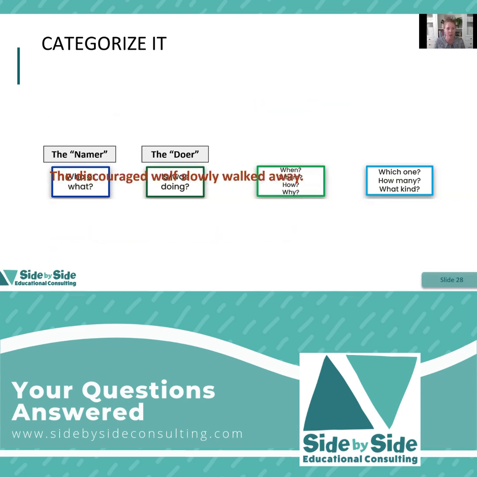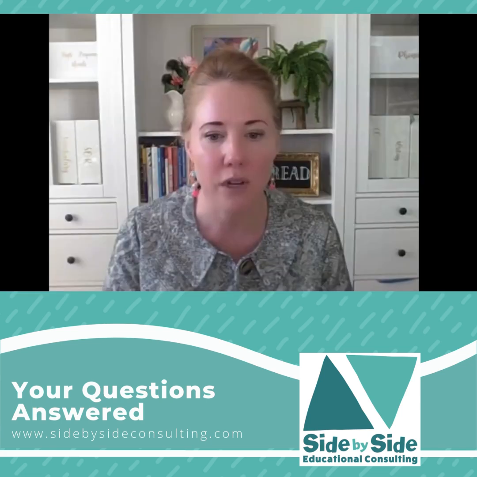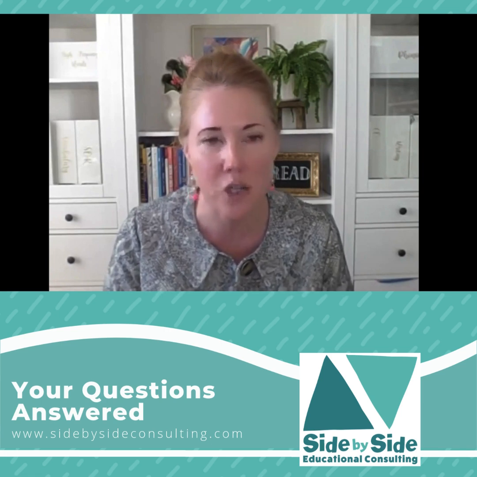Here's an example that comes from a book called Wolf by Becky Bloom. This would be more of a primary example. The discouraged wolf slowly walked away. Who are we talking about? Who's doing something? The wolf. What is he doing? He walked away. How did he walk away? So we can really key into that ly at the end of slow. He walked away slowly. And what do we know about the wolf? What kind of wolf is he? He is a discouraged wolf. So by categorizing the parts of the sentence, that really helps us to deconstruct it, break it down to its essential components.